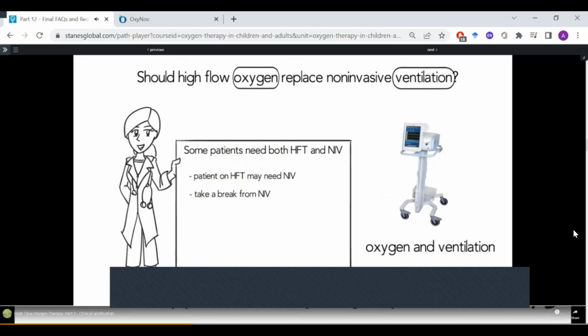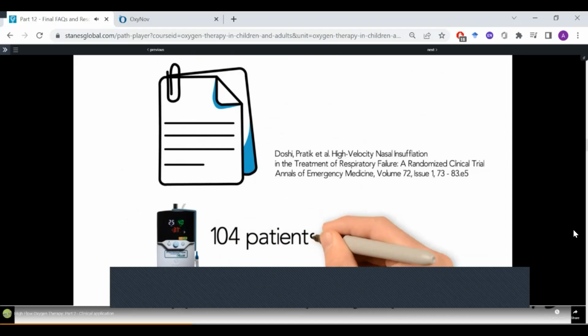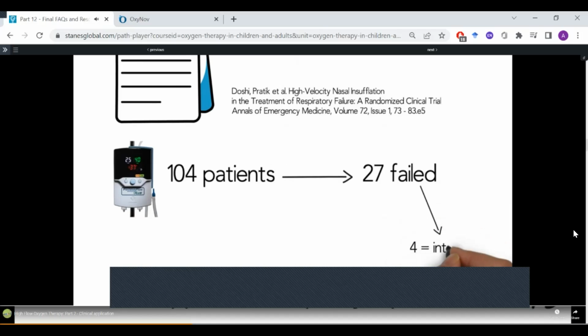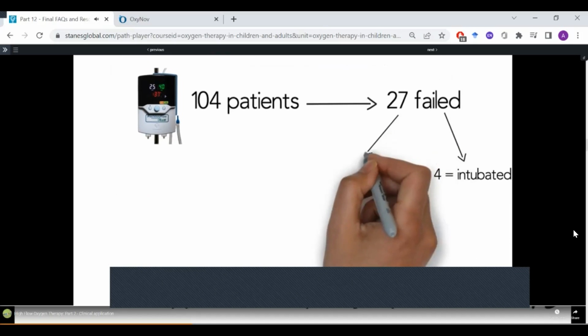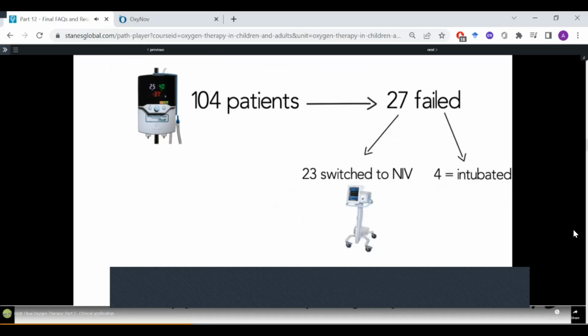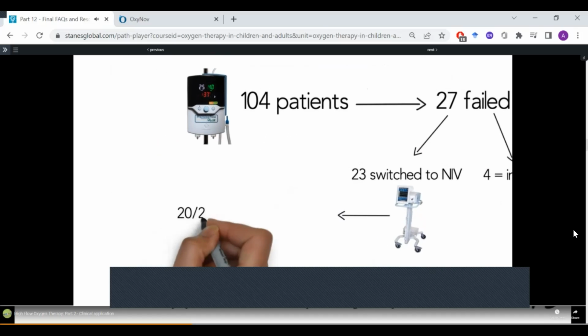In fact, in a Vapotherm sponsored study, there were 104 patients who presented to the ER in respiratory distress, and they were initially placed on high flow oxygen. Of those 104 patients, unfortunately, 27 of them failed. And of the 27, 4 were immediately intubated. But the other 23 patients were switched from the high flow oxygen to NIV. And of the 23 patients who failed with high flow oxygen and were switched to NIV, 20 of them improved and did not need further escalation to intubation.